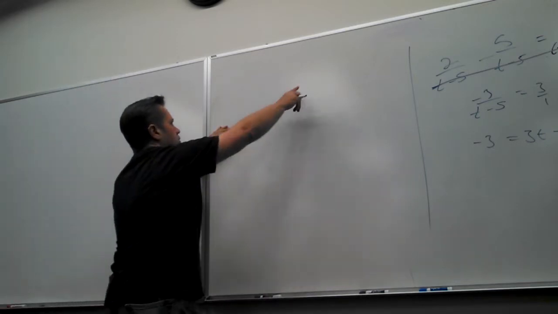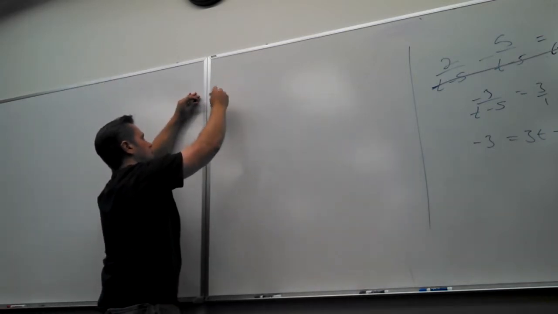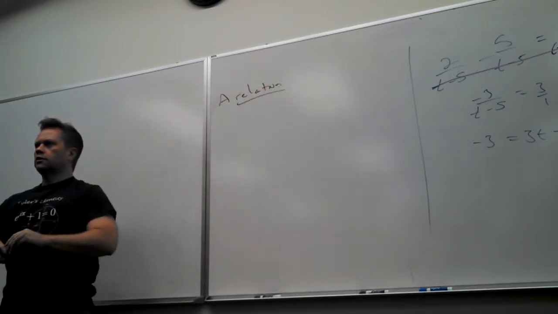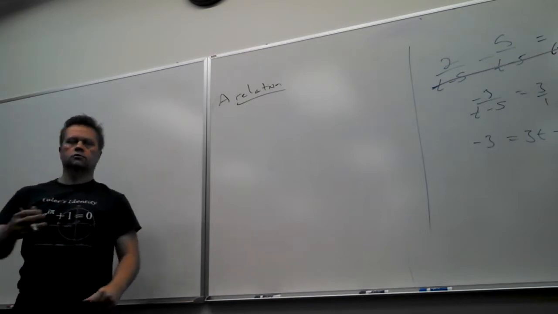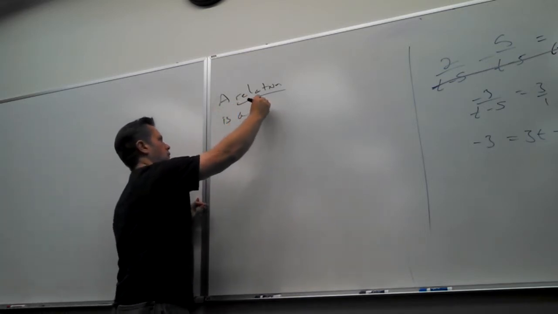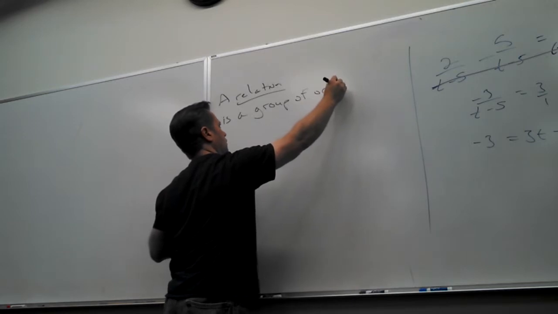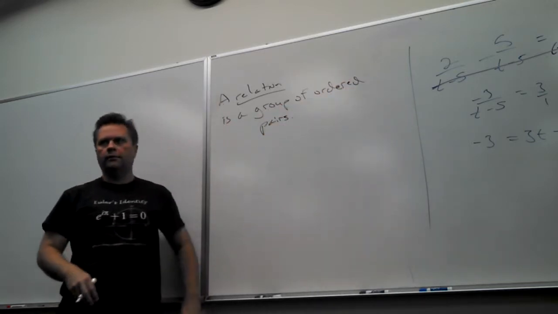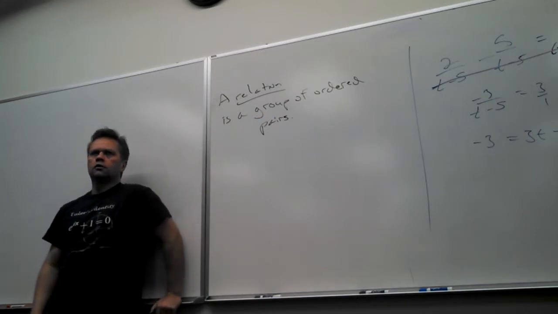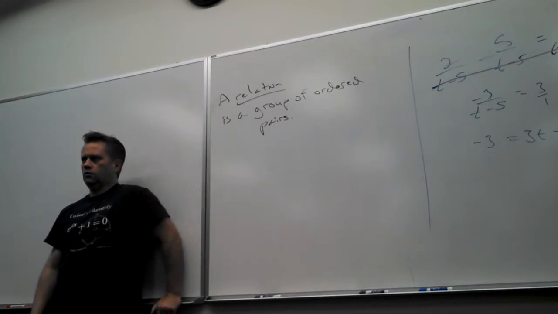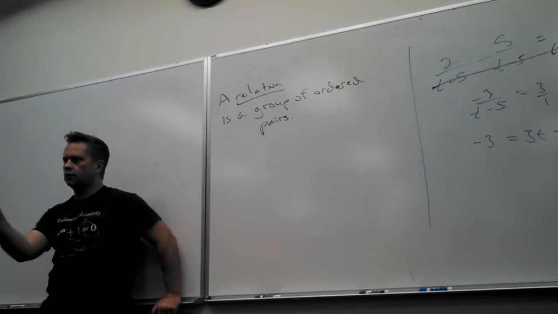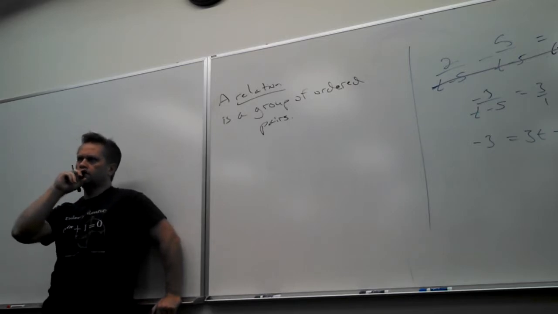So a function, let me start with this. Here we go. A relation is a group of ordered pairs. Let me stop there. Remind me, what the heck is an ordered pair? Points. Points, like XY points. I love it. So a relation is more general than a function. A function is a special kind of relation.